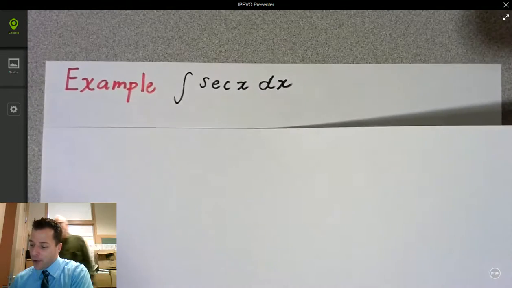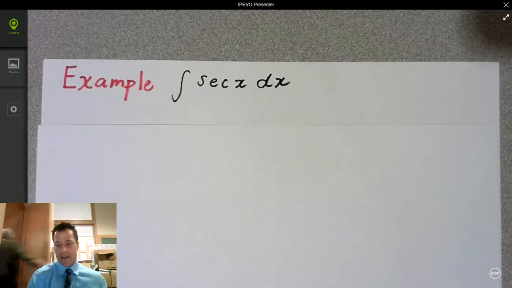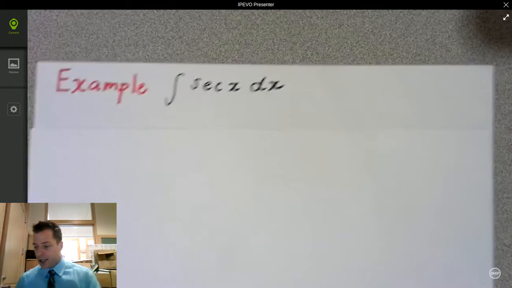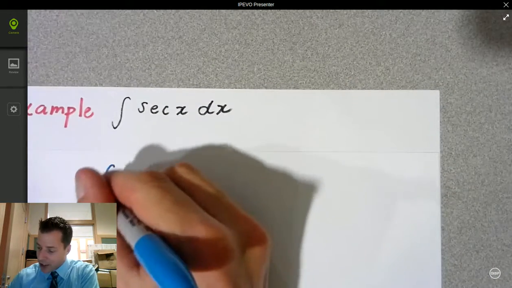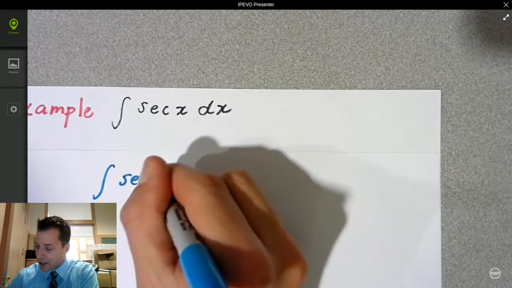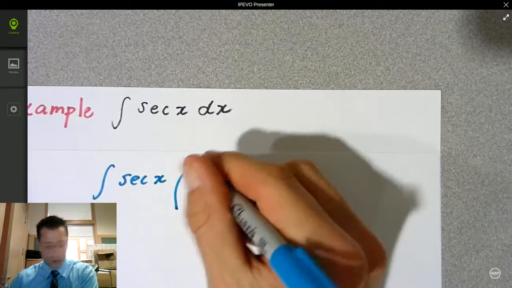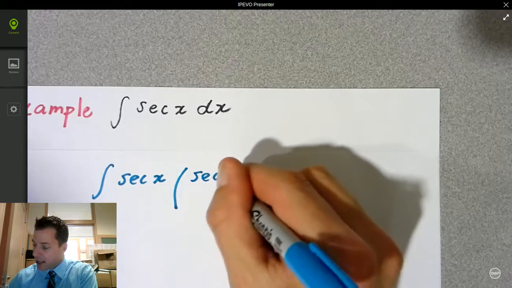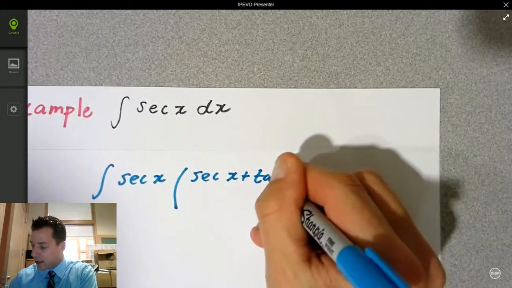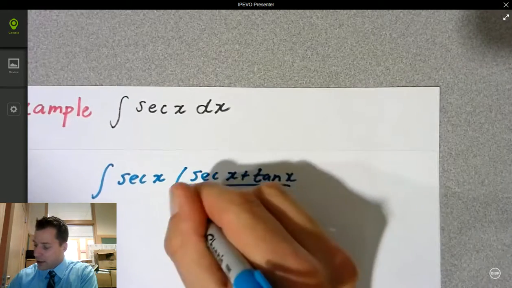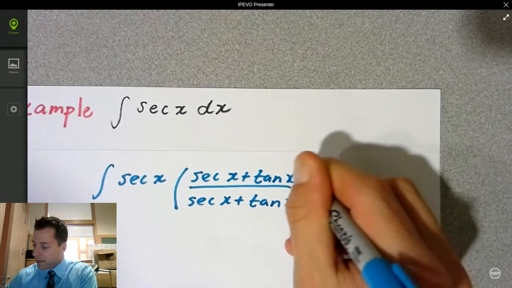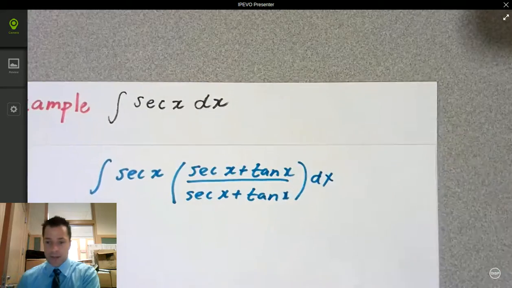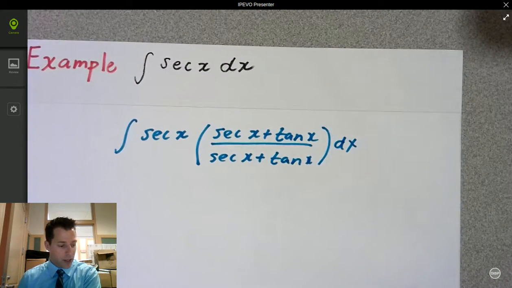We've got one more to show you. Now this one is not intuitive. I love the explanation of this. If you use substitution at first, it's not going to work. So we're actually going to take secant of x and multiply it by secant x plus tan x over secant x plus tan x, and it's by dx. Essentially, we multiply by 1. That's all we did.